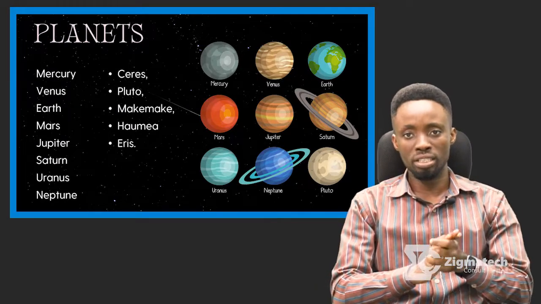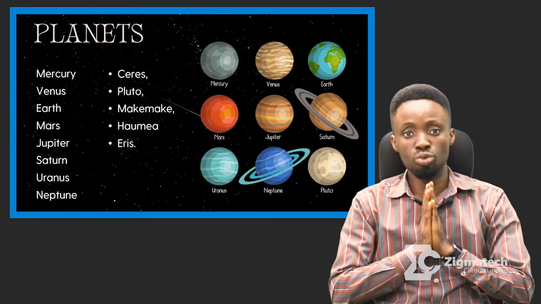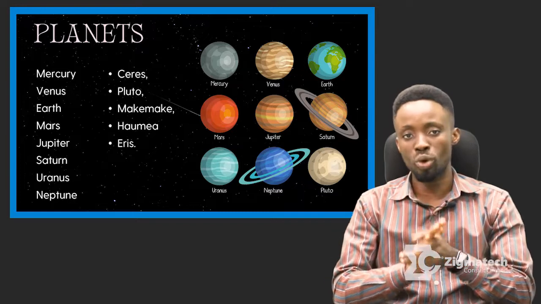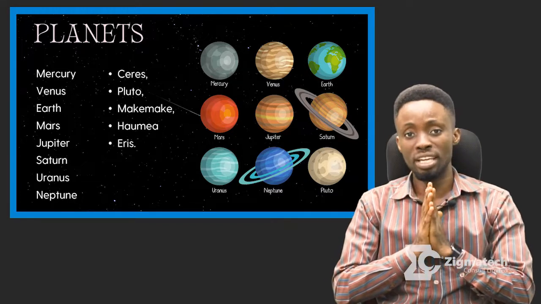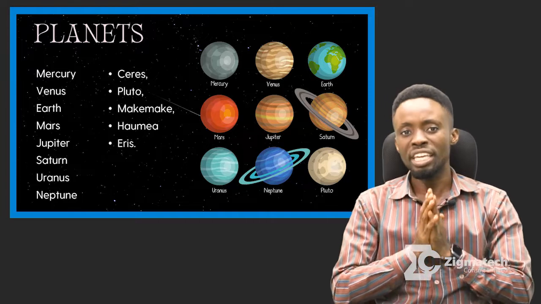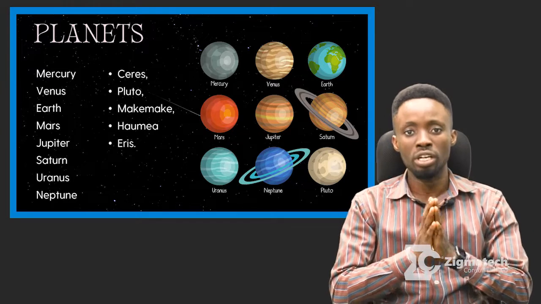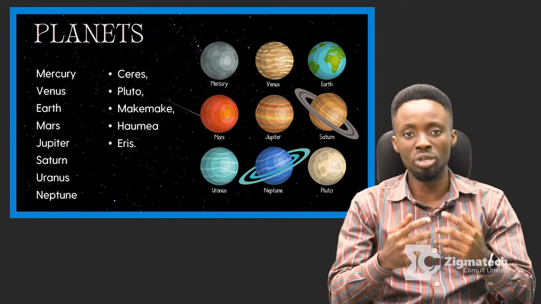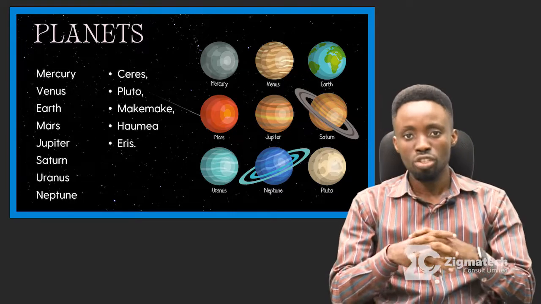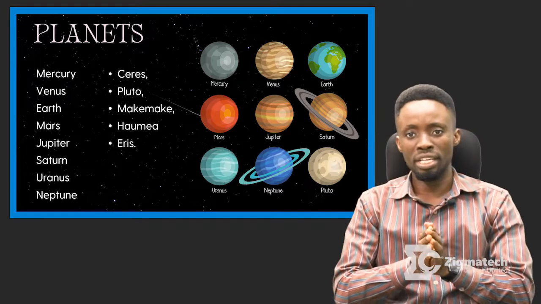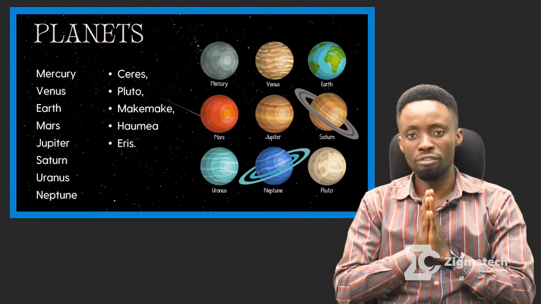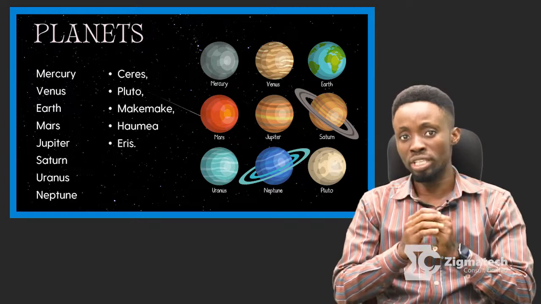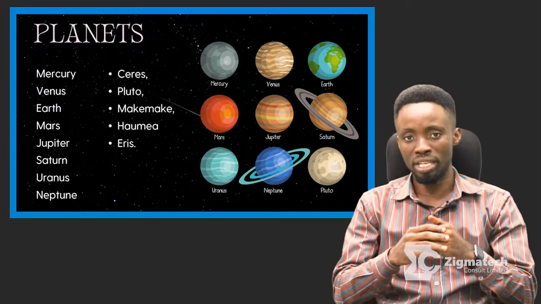Now, if you look at the left, we have the satellite planets, which are the major planets, and to my right, we have what we call the dwarf planets. Now, a planet is called a dwarf planet if it does not have total dominance over its orbit, or we can say if it's unable to clear the orbital path. So, for the satellite planets, we have Mercury, Venus, Earth, Mars, Jupiter, Saturn, Uranus, and Neptune. Pluto is considered a dwarf planet.